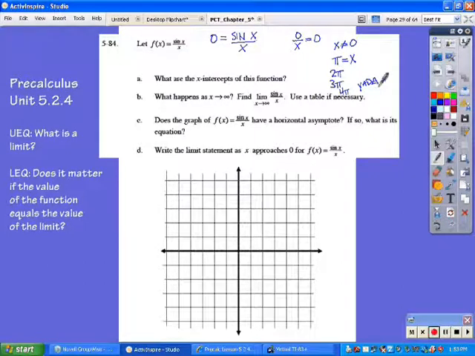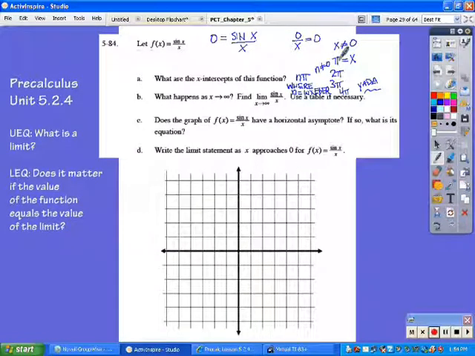For all you Seinfeld fans. So the x-intercepts of this function are n pi, where n equals an integer, and n cannot equal 0.